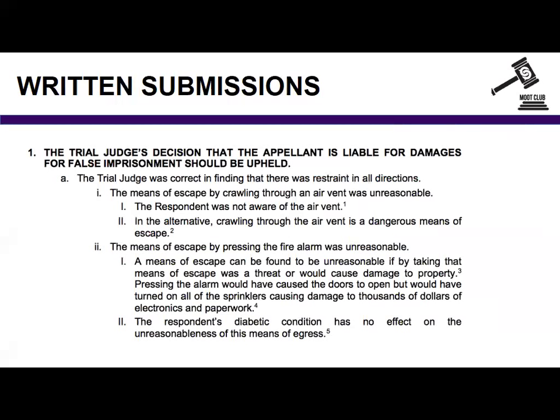Written submissions. This is an example, only an example, of a good way you might like to structure your written submissions. It will usually be 2 pages; you'll be given 2 pages and 1 page for authorities. Now, do you see how we've got that big heading here, and then a subheading, and then a couple of subpoints proving that? That's probably, for my liking, maybe just a little bit too detailed.